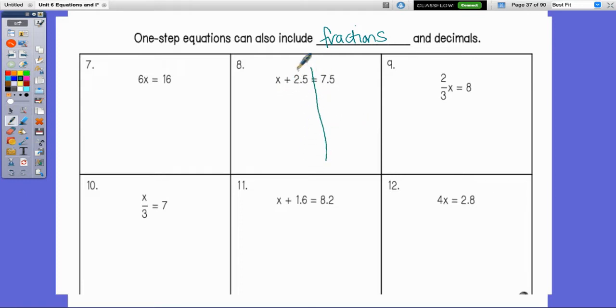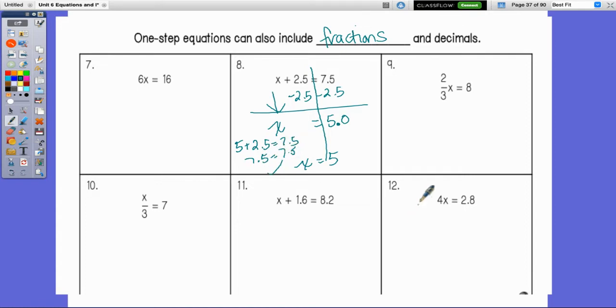So draw our line. Opposite of addition is subtraction. So we just subtract that decimal. Bring this down, check our answer. Does that equal 0? Yes, it does. 7.5 minus 2.5 is 5.0. That's a decimal in there, guys. So x equals 5. Do your check. 5 plus 2.5 is 7.5. Does 7.5 equal 7.5? Yes, indeed.